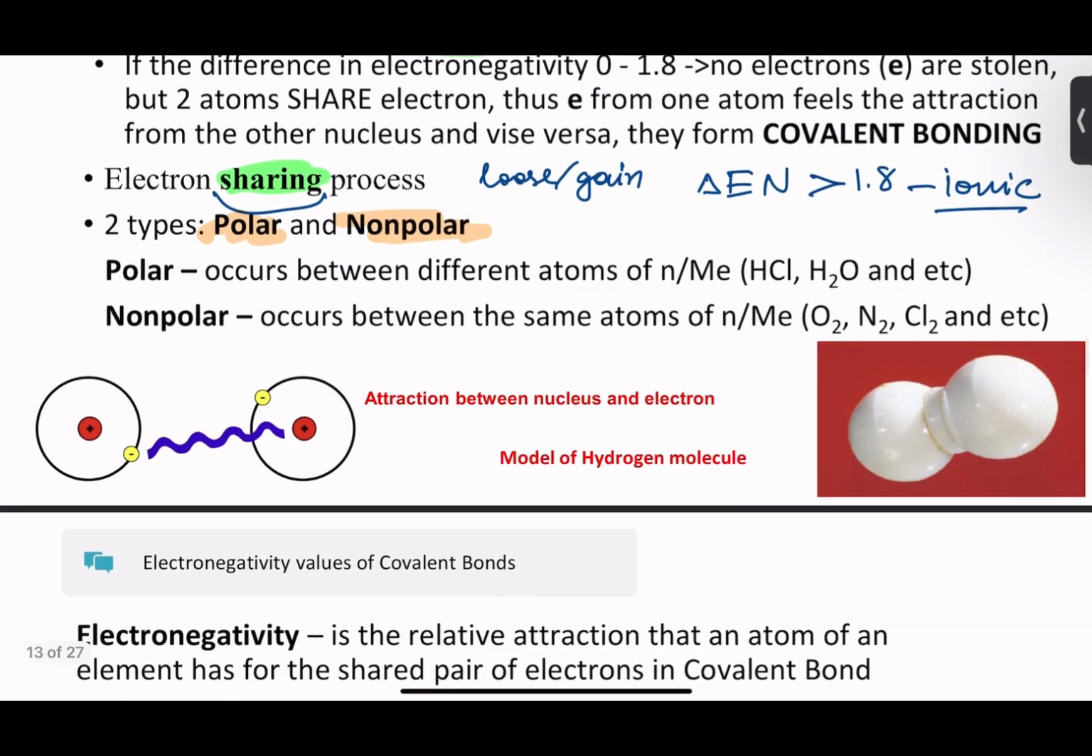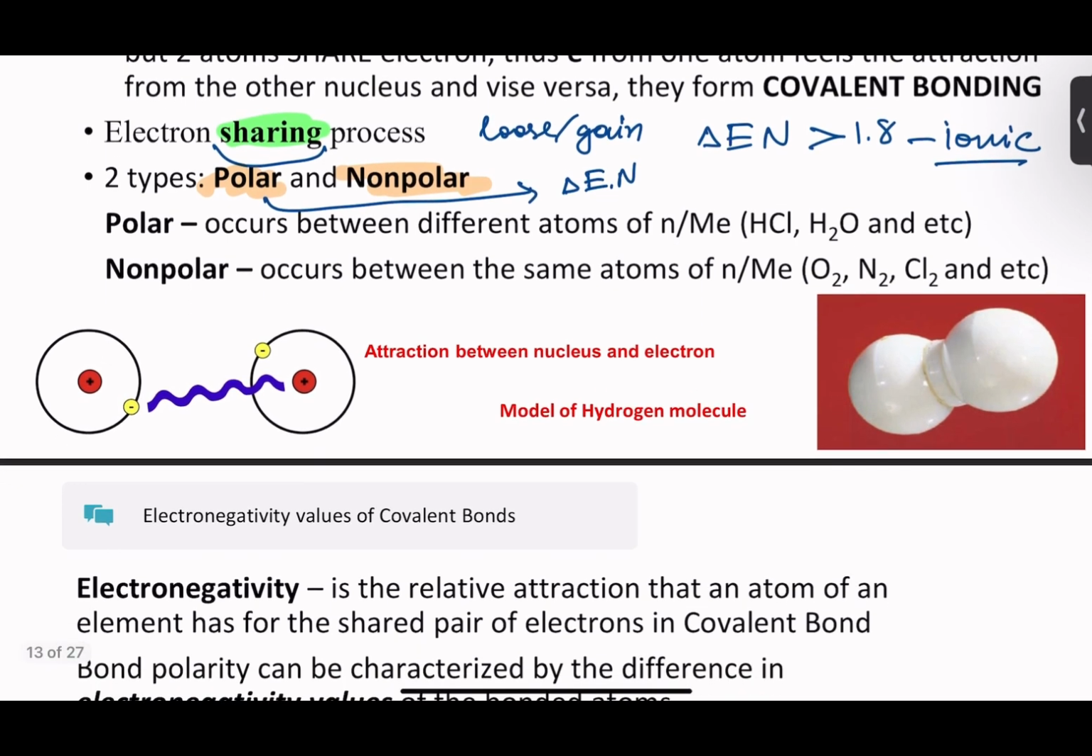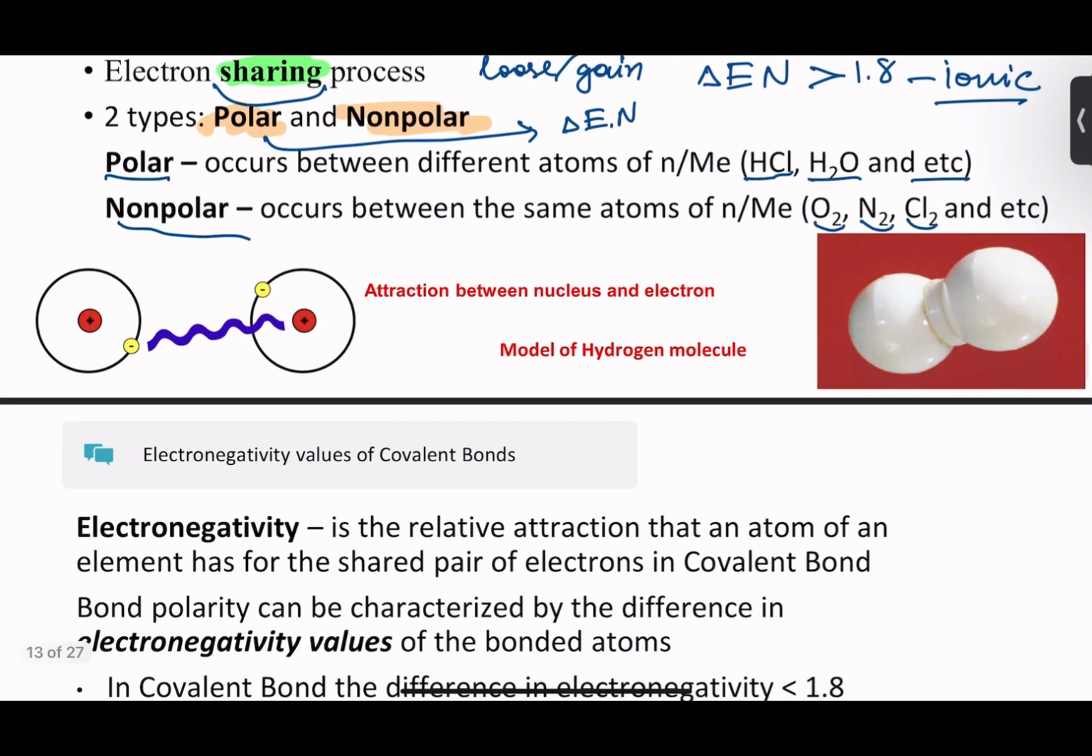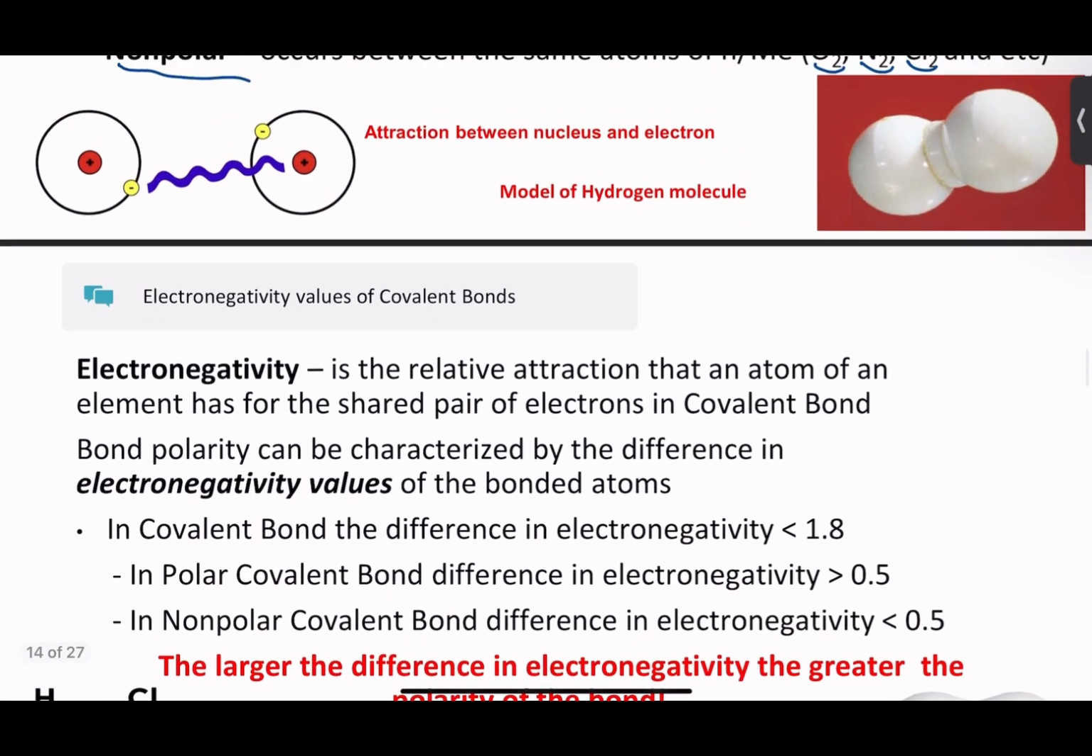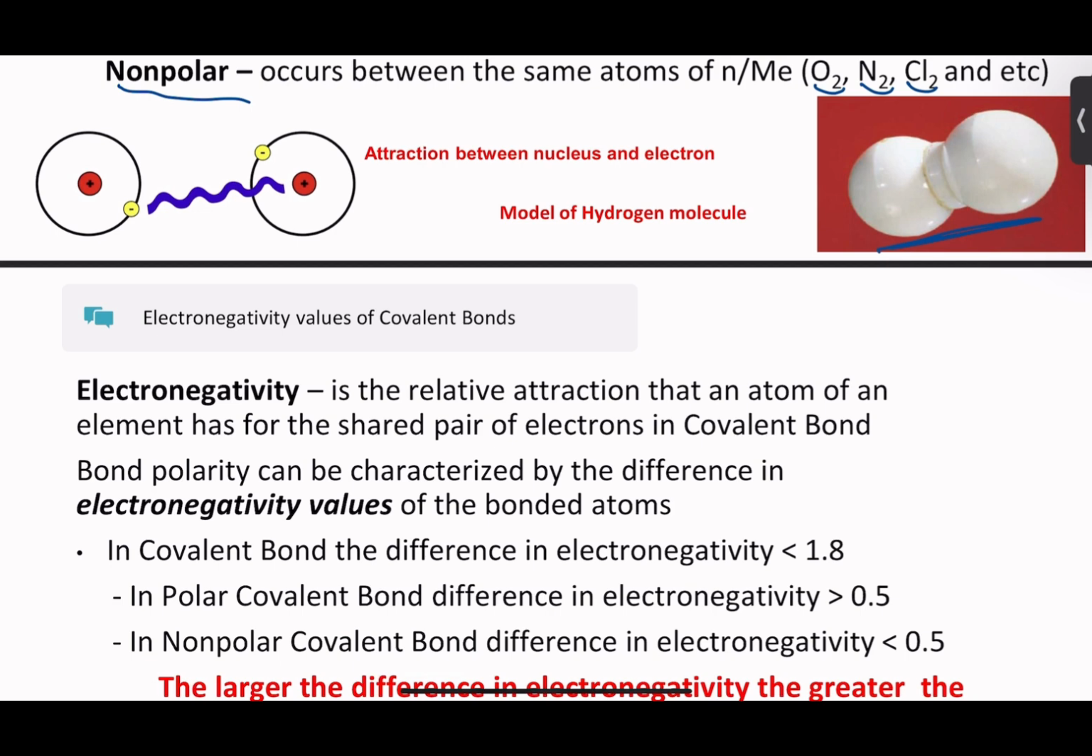The polar ones have a different electronegativity difference than the non-polar ones. I'm just going to show you an example, and then we do a calculation together. Polar ones are these, hydrochloric acid, water, and so on. Non-polar ones, you see oxygen with oxygen, nitrogen, and chlorine. They make non-polar bonds. Now this is the one where we have a hydrogen molecule, you see, we have H and H.